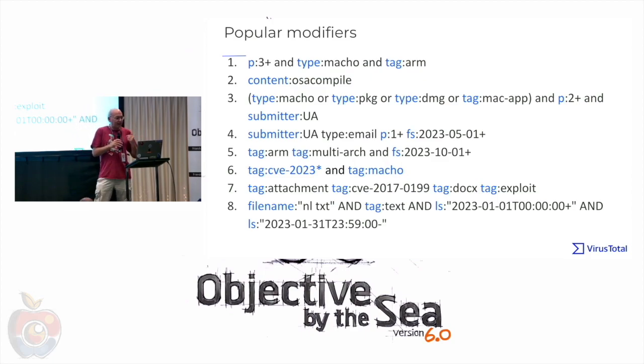And you can combine all of these. So this is just going through some examples. Example number 6 is, say we want to find CVEs this year. So this is the CVE tag, CVE 2023. You can do wildcards, so you can say asterisk, or you could say a specific CVE number.